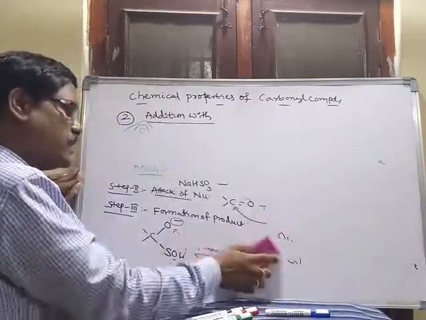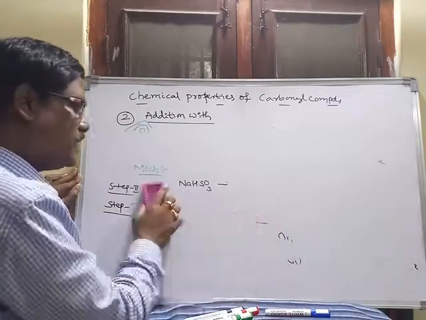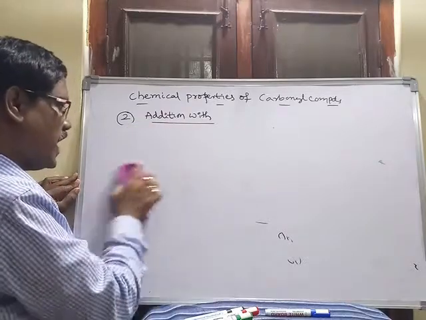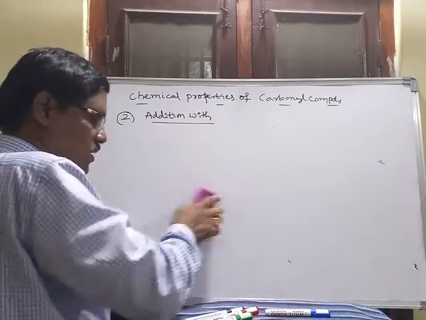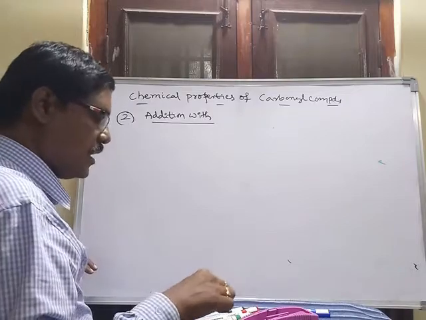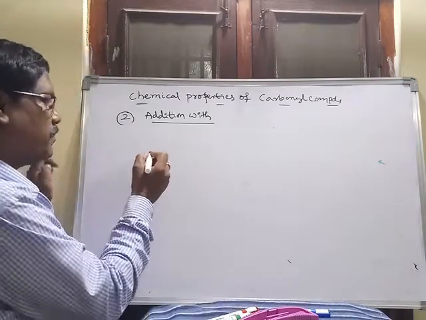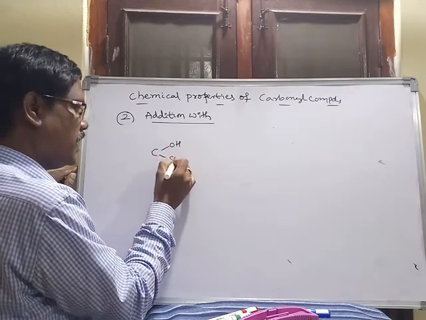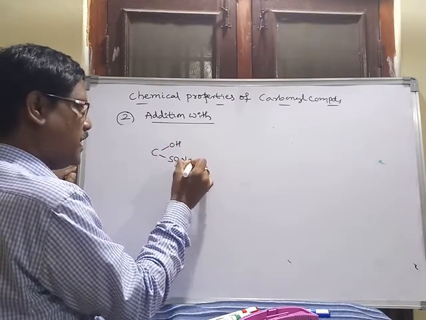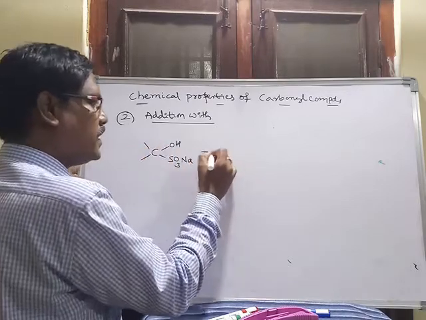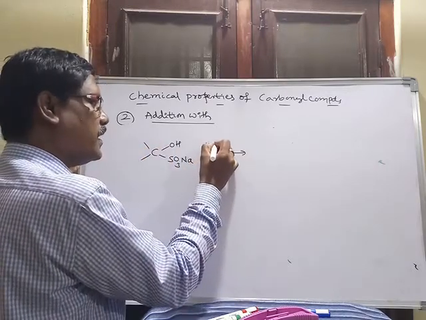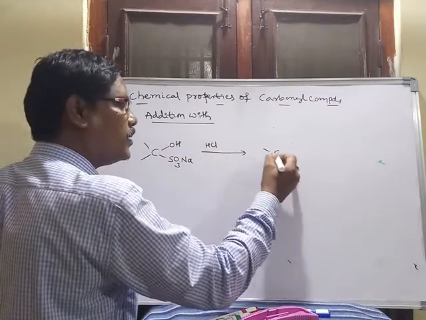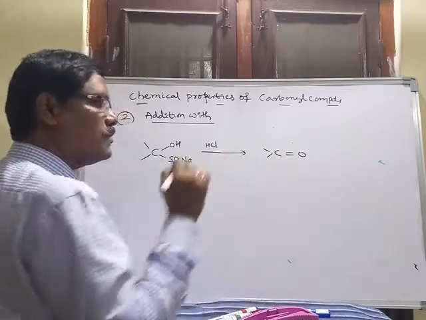One more importance of this reaction: this is a reversible reaction. That's why the addition product formed is this one, with OH and SO3Na. When this addition product is treated with HCl, it again converts into the carbonyl component. So this is the back reaction.